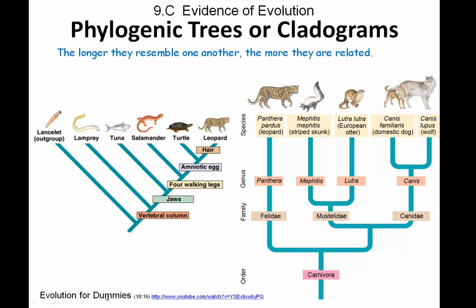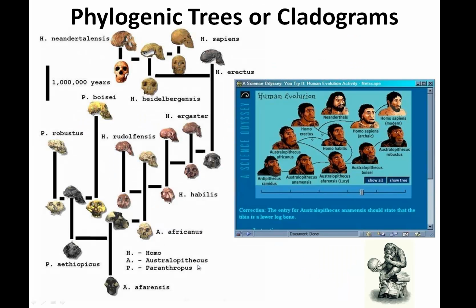If you want to watch this Evolution with Dummies, it's a little more than 10 minutes. It actually does a very good job of explaining all the changes that have gone through with time, why they may have happened and when they happened. And then the last slide, phylogenetic tree and cladogram, we're going to talk about human evolution.